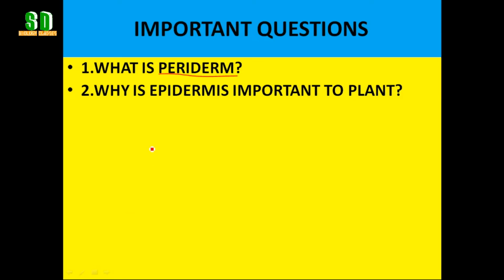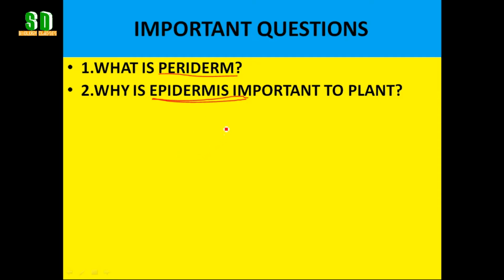Why is epidermis important to plants? Students, we have already learned that the epidermal cell is present on the outer surface of the plant body, root, stem and leaf. Now what are its functions? First of all, it gives protection to all parts of the plant. Secondly, when epidermal cells secrete some waxy, water resistant substances, it gives protection against loss of water and also against mechanical injury. And third, epidermal cells prevent pathogenic attack. These three are the important functions of the epidermis.